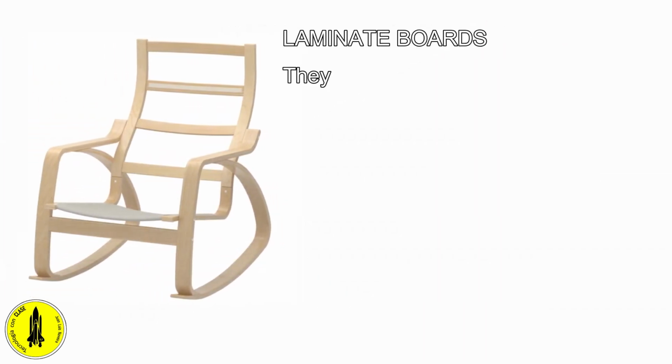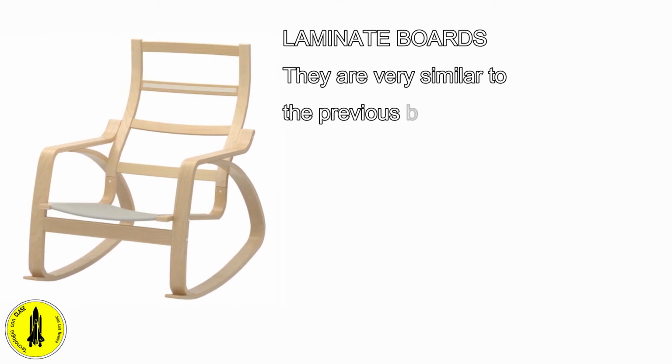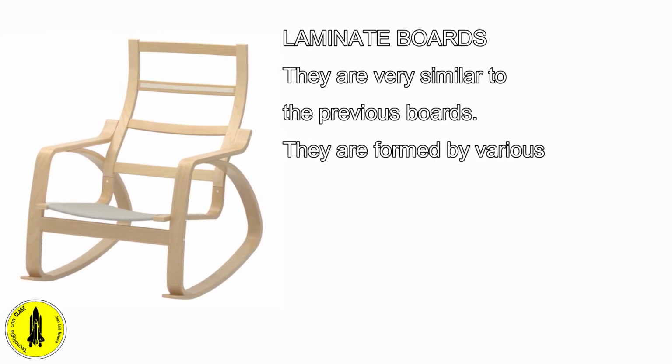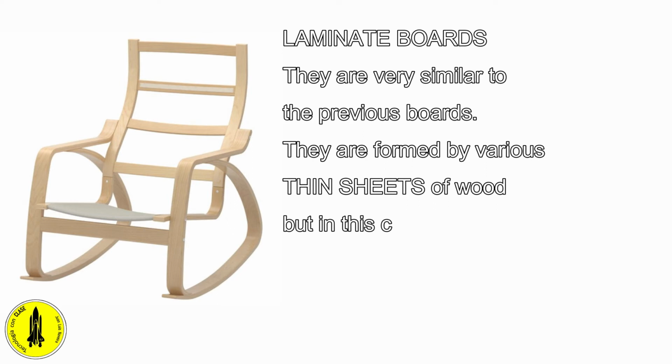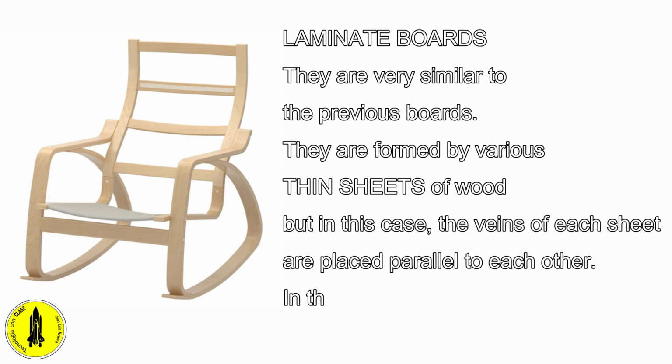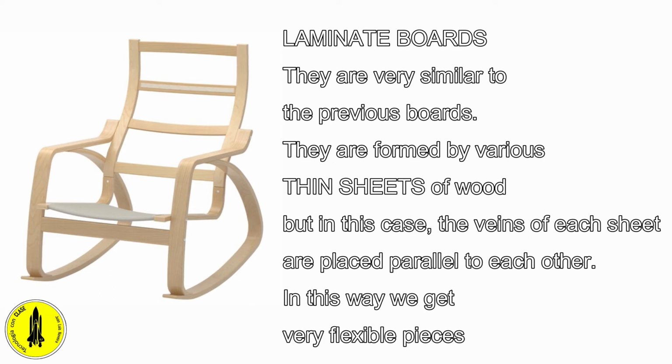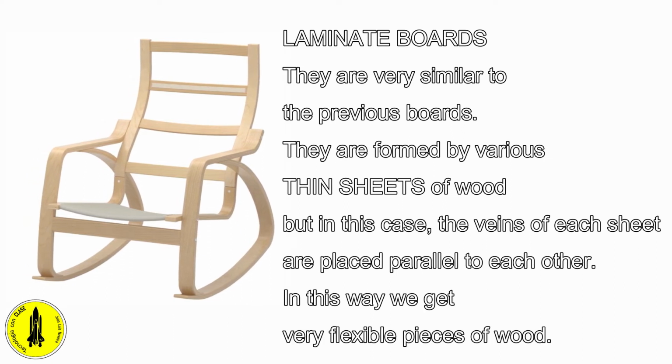Laminate boards. They are very similar to the previous boards. They are formed by various thin sheets of wood, but in this case, the vanes of each sheet are placed parallel to each other. In this way, we get very flexible pieces of wood.